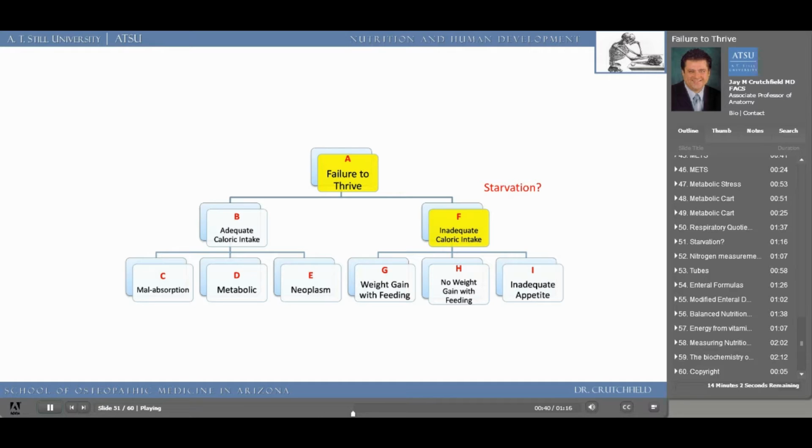How can we have a patient who is gaining weight with feedings if we're giving them inadequate calories? In box G here, we see weight gain with feeding. The most common cause of this is fluid weight. We're giving the patient too much intravenous fluid and not enough calories. In box H, where they have no weight gain with feeding and we're giving them inadequate caloric intake, we need to increase the calories. If a patient simply isn't eating and they're not taking in enough calories, they can go into negative nitrogen balance and begin starvation mode.